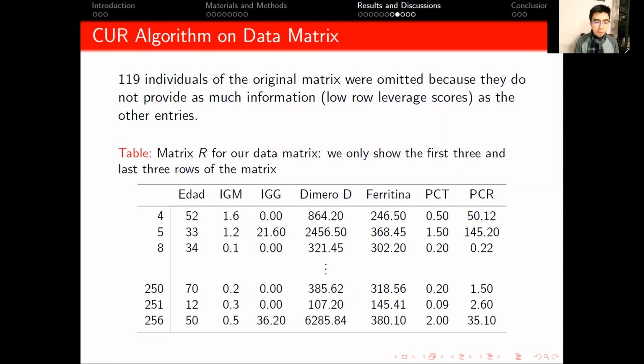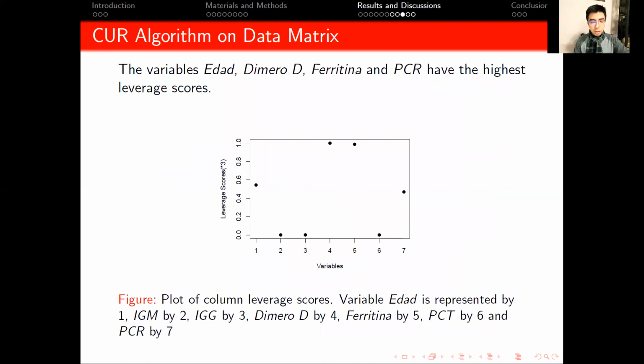We can see that the algorithm returns a matrix R of dimension 134 times 7. That is, 119 individuals of the original matrix were omitted because they do not provide as much information, that is, they have low raw leverage scores, as the other entries. When it comes to matrix C, we can see that it provides us with more information about the dimensionality reduction.